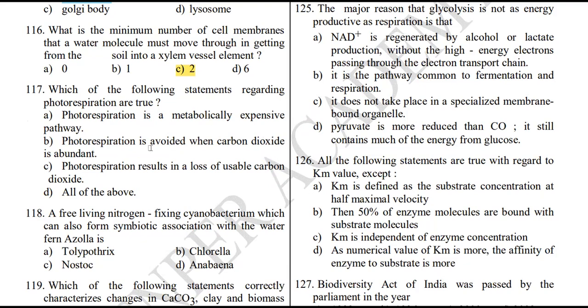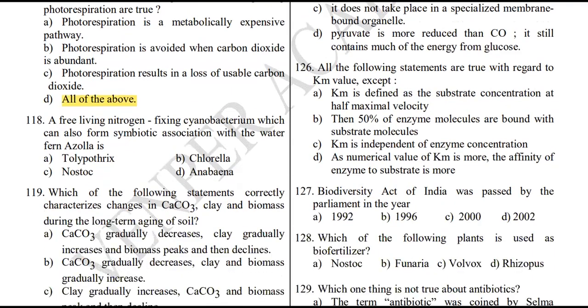When this will be avoided, when RuBP is going to combine with oxygen, when carbon dioxide is going to be less, only RuBP combines with oxygen. So this is also correct. And photorespiration results in a loss of usable carbon dioxide. Yes. So finally, what exactly happened? Much carbon dioxide will be gone. So all of these things are going to be correct. Okay. Yes. So let's see the next one.